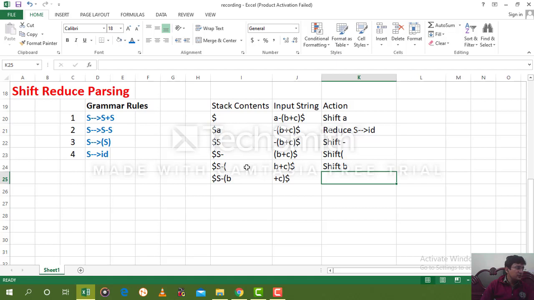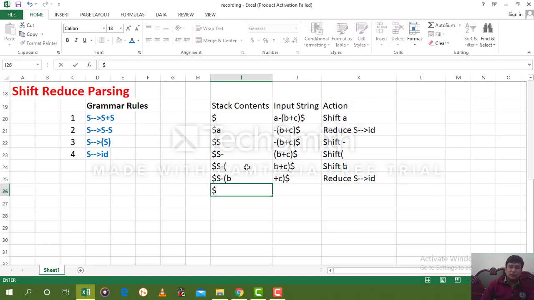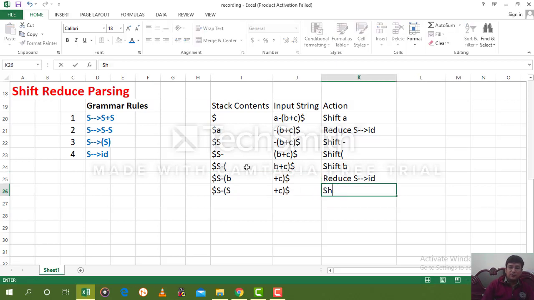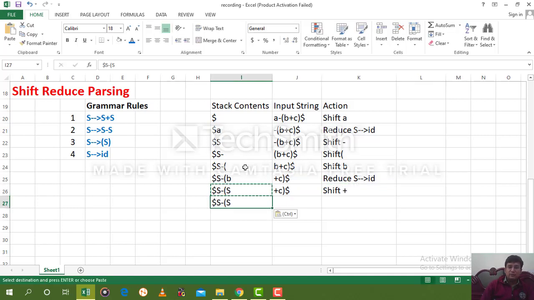Now on the stack top, we have small b. What we can do with the small b, we can reduce it by the left hand side of the production, that is S produces ID. So b can be replaced by capital S: dollar, S, minus, opening parenthesis, S. Fine. Now we see the symbol plus in the input string. So what should we do with the plus? We should shift that plus on the stack. We already have these symbols on the stack. We just push plus also on the stack.